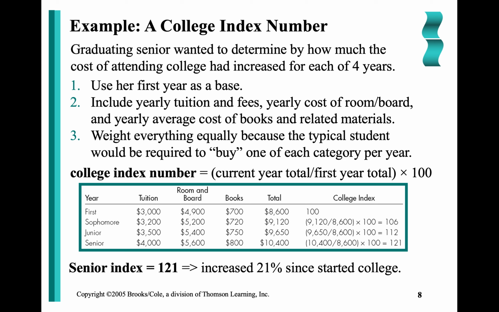So if we wanted to compare senior year to freshman year, how much has the cost increased over that 4-year time span? It's the ratio of the current value over the base value. Senior year total cost was $10,400. Dividing that by the $8,600 base year, multiplying by 100%, we get 121%, or a 21% increase since she started college. In that 4 years, the cost of going to that university increased by 21%.